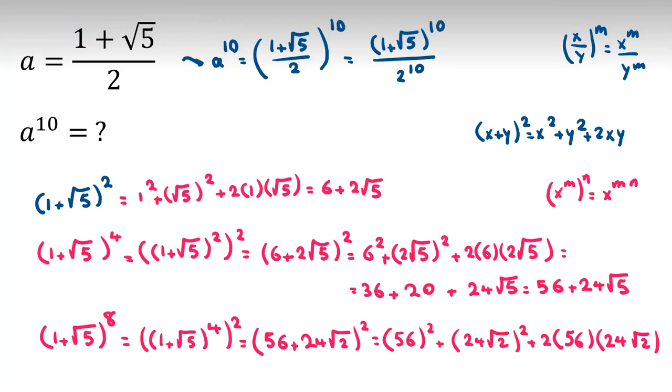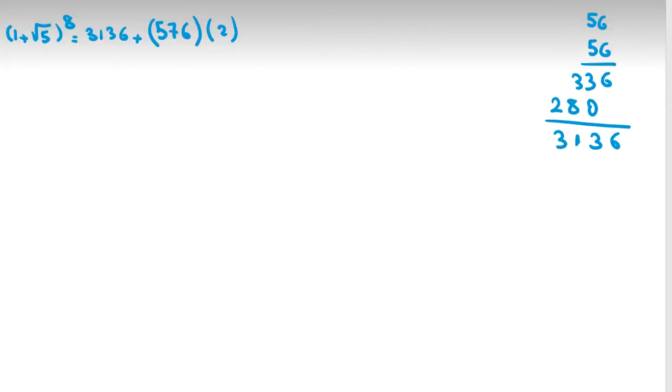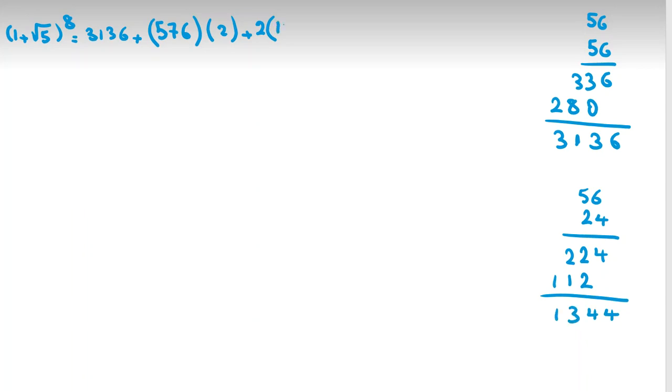Plus 2 times 56 times 24. 56 times 24: 4 times 6, 24, we have 2. 4 times 5, 20 plus 2, 22. 2 times 6, 12, we have 1. 2 times 5, 10 plus 1, 11. We have 1344. Now we multiply it by 2, and it will be times root 2.